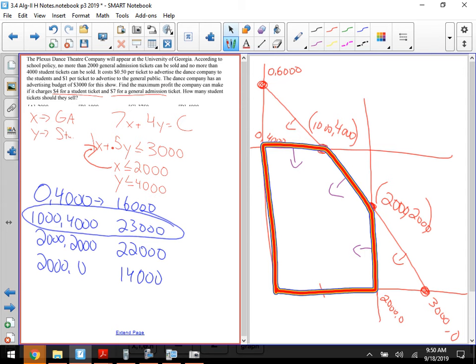But the question was, how many student tickets do you need to sell? Well, my student tickets are the Y values, so I have to sell 4,000 student tickets. And if you had flip-flopped your X's and Y's, your X value would be 4,000. It would have worked just the same. Okay. That's what that looks like.